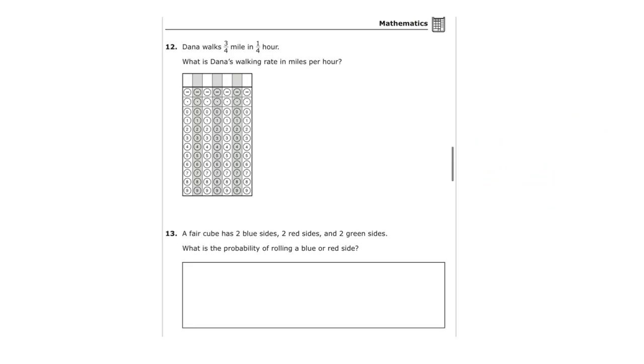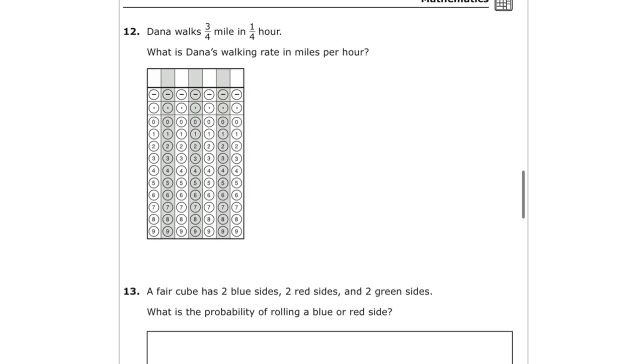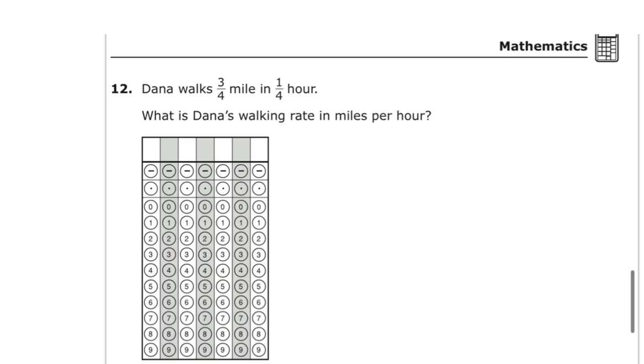Dana walks 3/4 of a mile in 1/4 of an hour. What is Dana's walking rate in miles per hour? I think the smartest way of going about that one is to recognize that when they say miles per hour, that is to put the word miles above the word hour. Okay. So for my student watching, just know that miles per hour, another way of thinking about that is miles over hours. And I'll even make that plural.